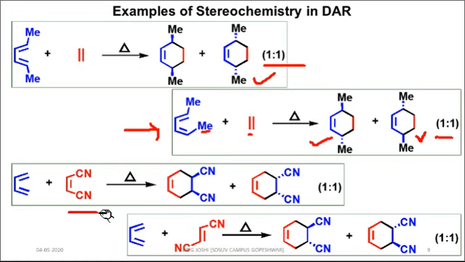Similarly, the geometry of dienophile or stereochemistry of dienophile is retained in Diels-Alder reaction because it is stereospecific. If we consider cis dienophile, then we'll end up with cis product. Again, depending on the approach of dienophile from top phase or bottom phase, we'll have 1:1 ratio of isomers. Similarly, trans dienophile will give us the trans product in equal proportions.